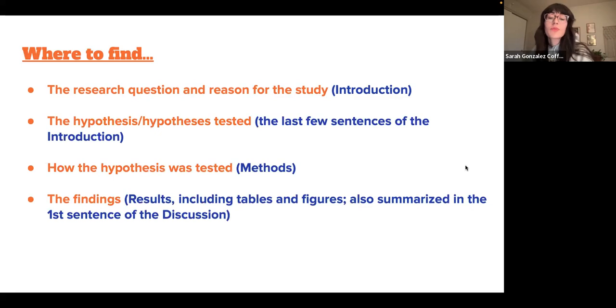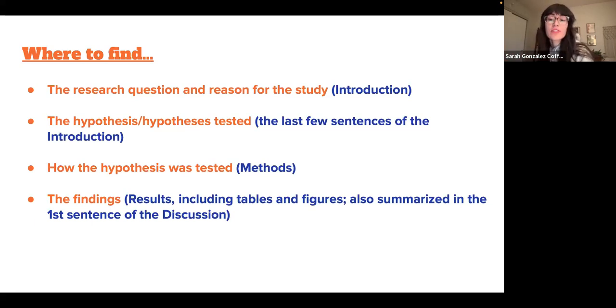The findings will be in the results section, so that'll have all your tables and figures if that's helpful to reference. I always like to check out all their tables and figures because sometimes that helps me understand the story as I'm piecing it together and figuring out whether this article works for what I need it to work for, whether that's my own research or for a project in a class.